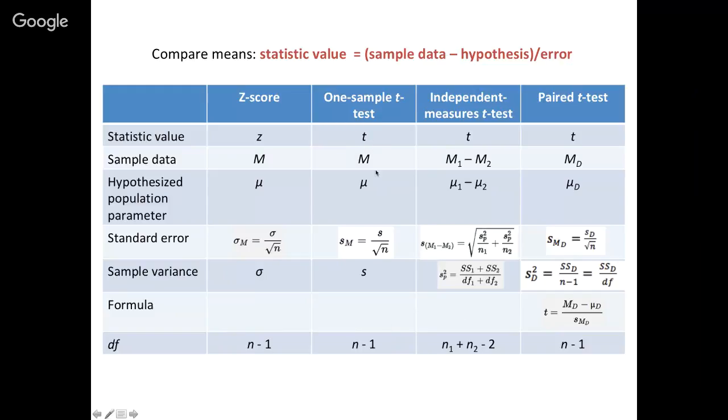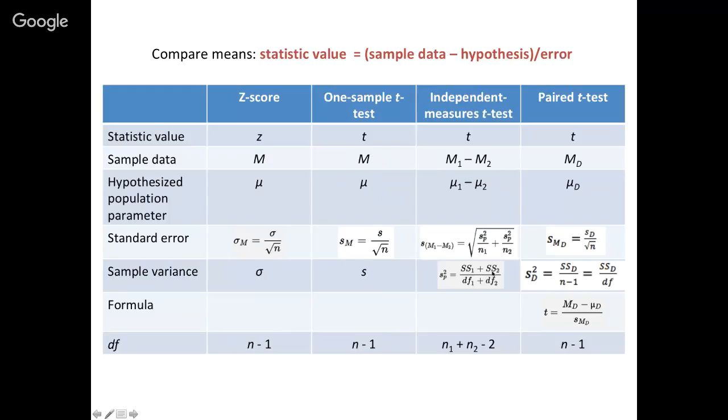You can see here the statistic value for the one sample t-test is a t, and also for the other t-tests. On the left-hand side of the equal sign is t. And the sample data here is the M. The hypothesized population parameter is mu. The standard error is the standard error of the sample mean. The sample variance we estimated as S squared, right? The degrees of freedom is n-1.